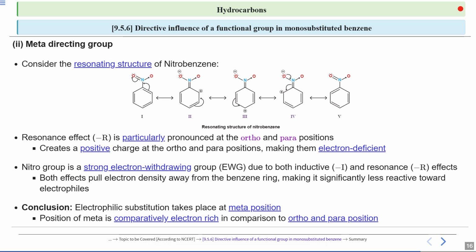Now, if I ask you which is faster, ortho para directing groups or meta directing groups, you would clearly say that the ortho para directing groups are faster because they increase the electron density on the ring. You can set the chlorine aside because it is a deactivating group. Apart from that, if you take an activating group, which is a part of the ortho para directors, then it will of course show a faster reaction as compared to the meta directing groups.